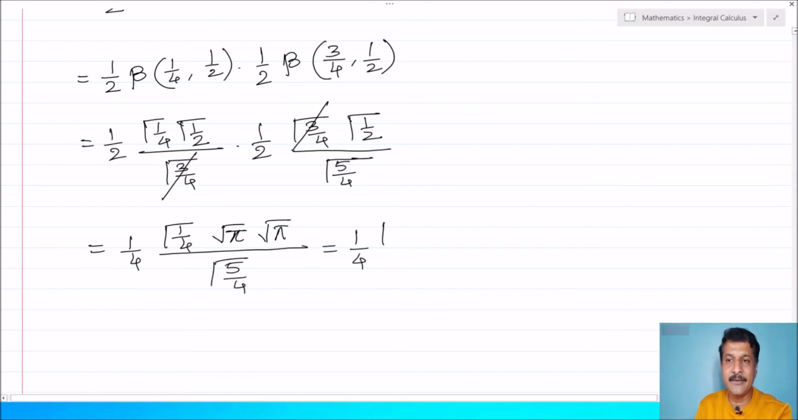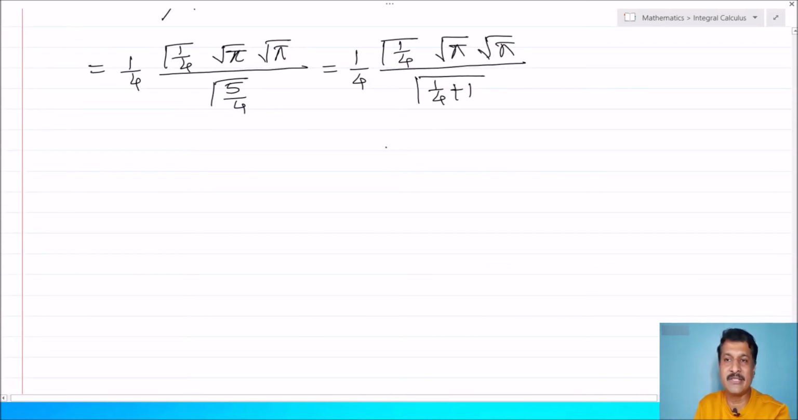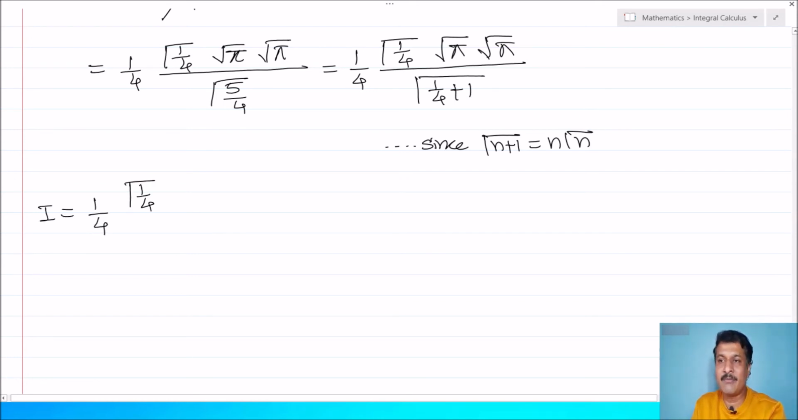Can I write this gamma 5 by 4 as gamma of 1 by 4 plus 1? And therefore, I can use here the property of gamma function, since gamma n plus 1 equals n gamma n. And that is why I am getting here 1 by 4 gamma 1 by 4, root pi, pi upon this one. Now I am using the property, it is 1 by 4 gamma 1 by 4. So you can see this gamma 1 by 4 gets cancelled, this 1 by 4 gets cancelled, and that is equal to pi.